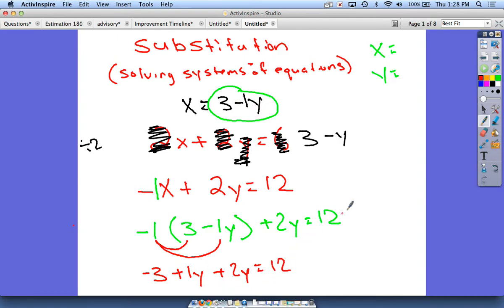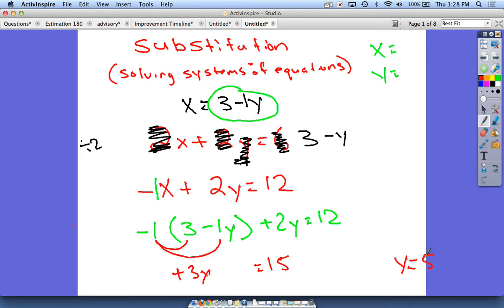Now let me combine like terms. 1y and 2y would just be 3y. So I'll make that 3y, and I have negative 3 plus 3y equals 12. Now I'll solve for y, so I'll have to get rid of this minus 3. I will add 3 to this side and add 3 to this side. This gets rid of this here, and then 12 plus 3 is 15. So now my equation is 3y equals 15. y is going to be 5. y would equal 5.